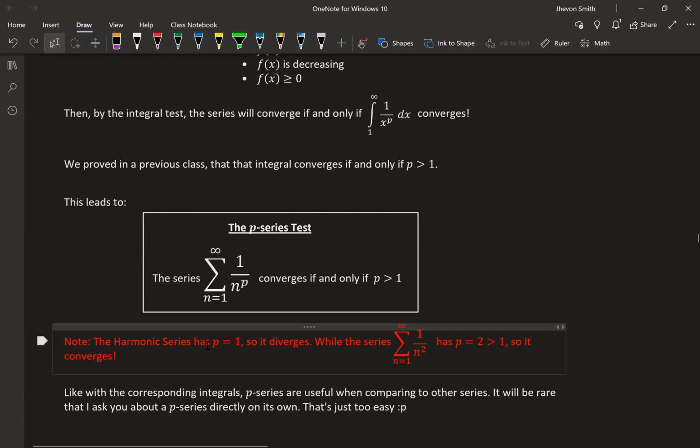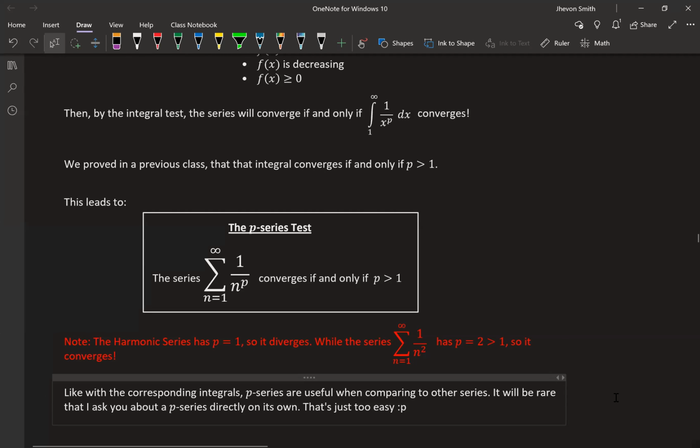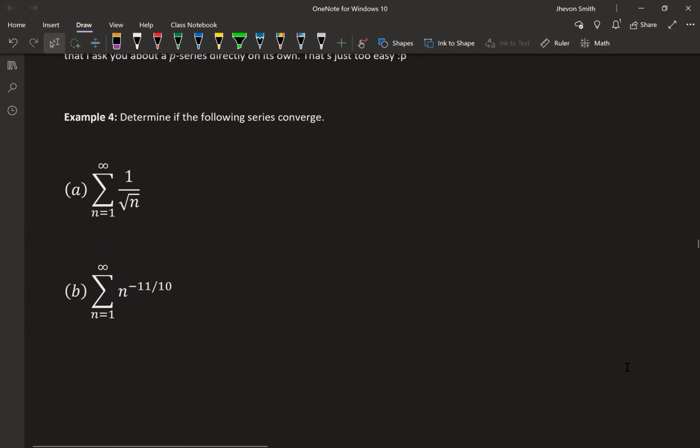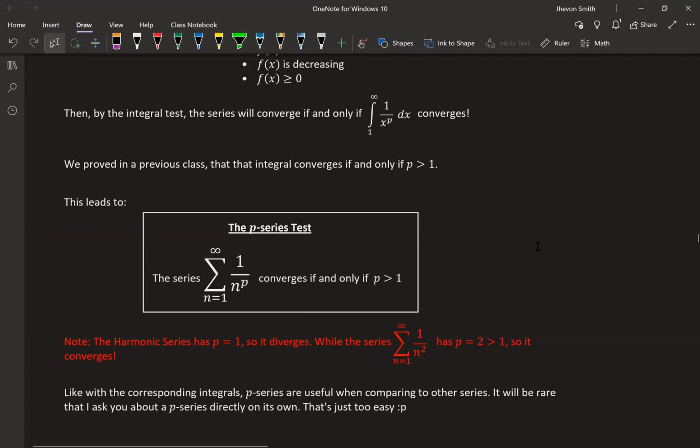So remember, the harmonic series has p equals 1, and so it diverges. So there's another way that we can see that the harmonic series diverges. We can show that it diverges by the integral test as well. 1 over n squared actually converges by the P-series test. And we saw last time that it converges to pi squared over 6, which was not obvious at all. So right now, there's really nothing else to say about the P-series test. If you see that form, just determine what your p is, and it will converge if your p is strictly greater than 1.